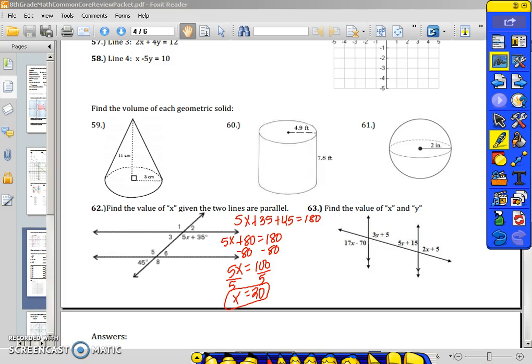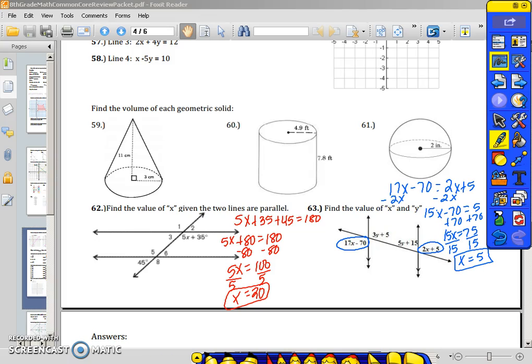Alright, 63. We have two different variables. So I'm going to solve for my x first. This angle is congruent to this angle because they're alternate exterior angles. So I set them equal to each other. 17x minus 70 equals 2x plus 5. We get the variable to one side by subtracting 2x from both sides. 15x minus 70 equals 5. Add 70 to both sides. And 15x equals 75. Divide by 15. X is 5.